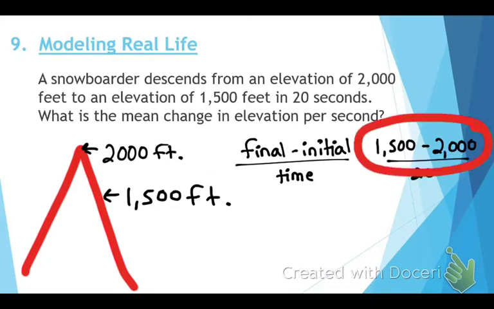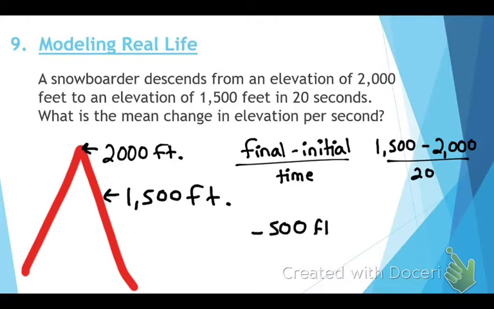Remember up here. Same sign, add and keep. Different sign, subtract. Don't forget, take the sign of the larger number. What do you get there? Negative 500 feet over 20 seconds. Now, if it asks you for a mean, it means how much did they do in 1 second? Not in 20 seconds, in 1 second.